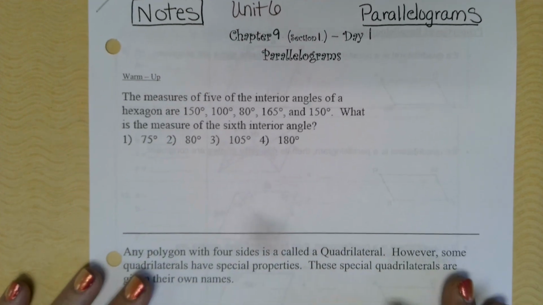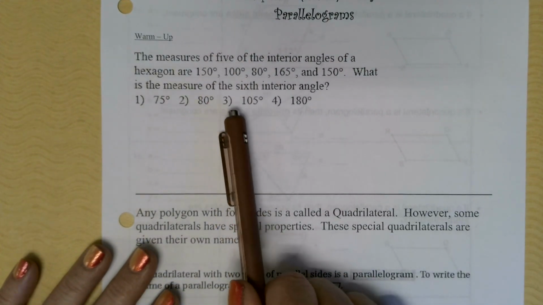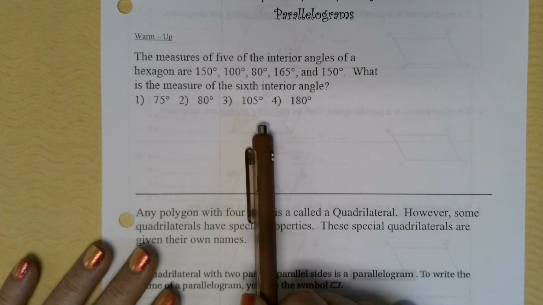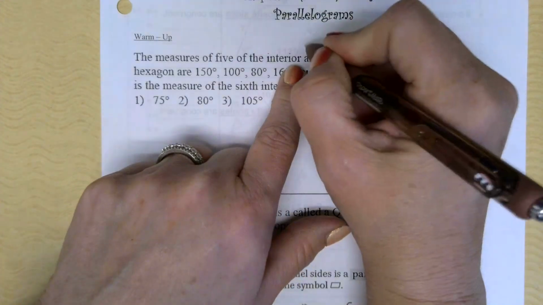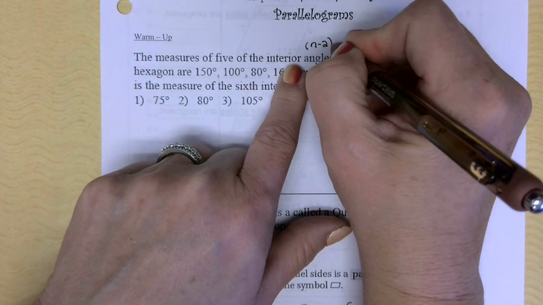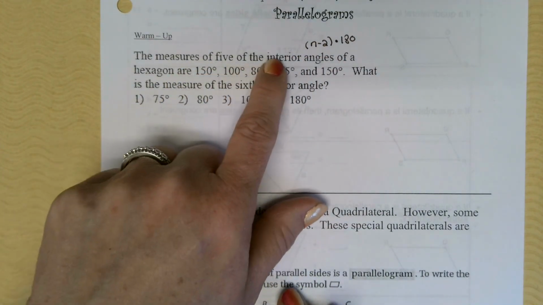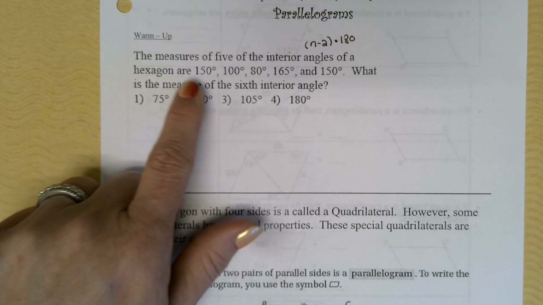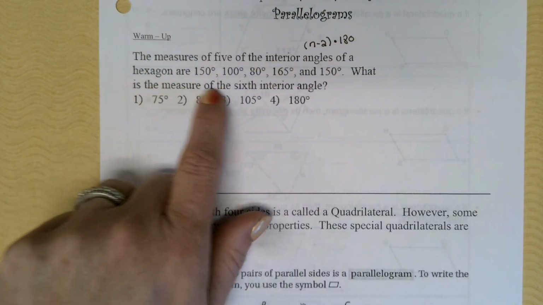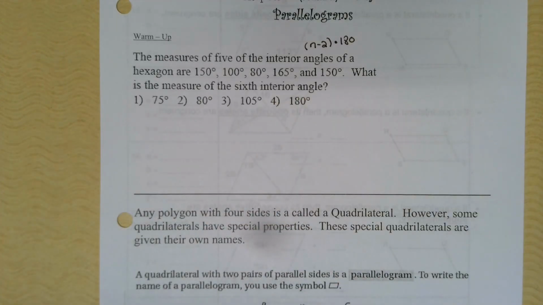Okay, so starting out with this unit, I have a warm-up question that goes with what we did the last unit or the last day before this unit. So the measure of 5 of the interior angles, remember that formula? Okay, so there's your formula. The measure of 5 of the interior angles of a hexagon, so you need to know how many sides that is, have these angles, and what is the measure of the 6th interior angle? Go ahead and work that out, and that's going to be the first question that you have in your notes.